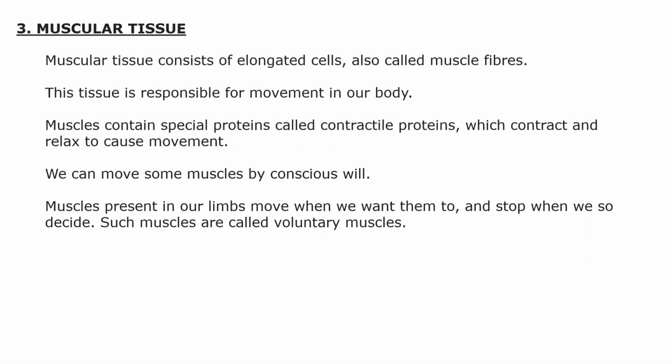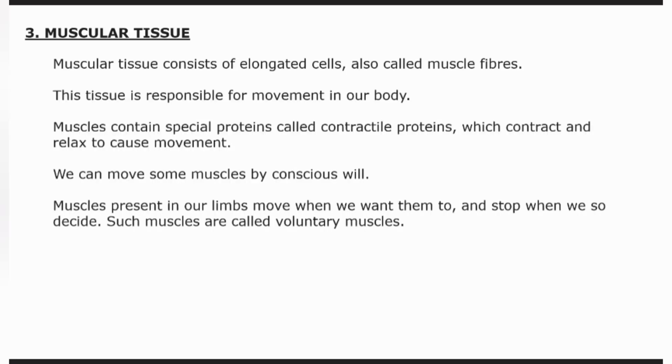Next, we will learn about muscular tissue. Muscular tissue consists of elongated cells also called muscle fibers. This tissue is responsible for movement in our body. Muscles contain special proteins called contractile proteins which contract and relax to cause the movement. We can move some muscles by conscious will. Muscles present in our limbs move when we want them and stop when we so decide. Such muscles are called voluntary muscles.